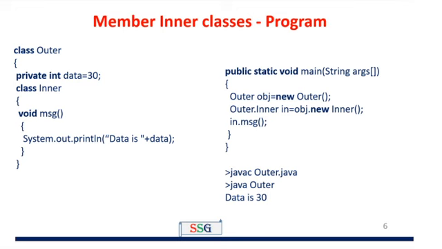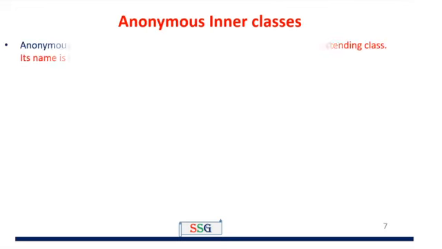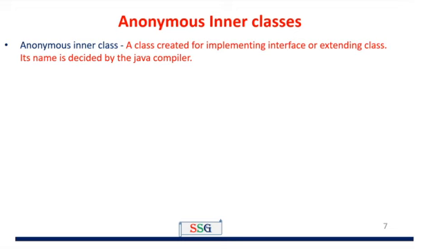That means inner classes are defined inside the outer classes. The second one, anonymous inner class. Anonymous means, as you already know, an unknown class. A class is created for implementing an interface or extending a class. Its name is decided by the Java compiler. That means at the time of compilation, the Java compiler creates one anonymous class, and the name of the class is decided by the compiler only at runtime.